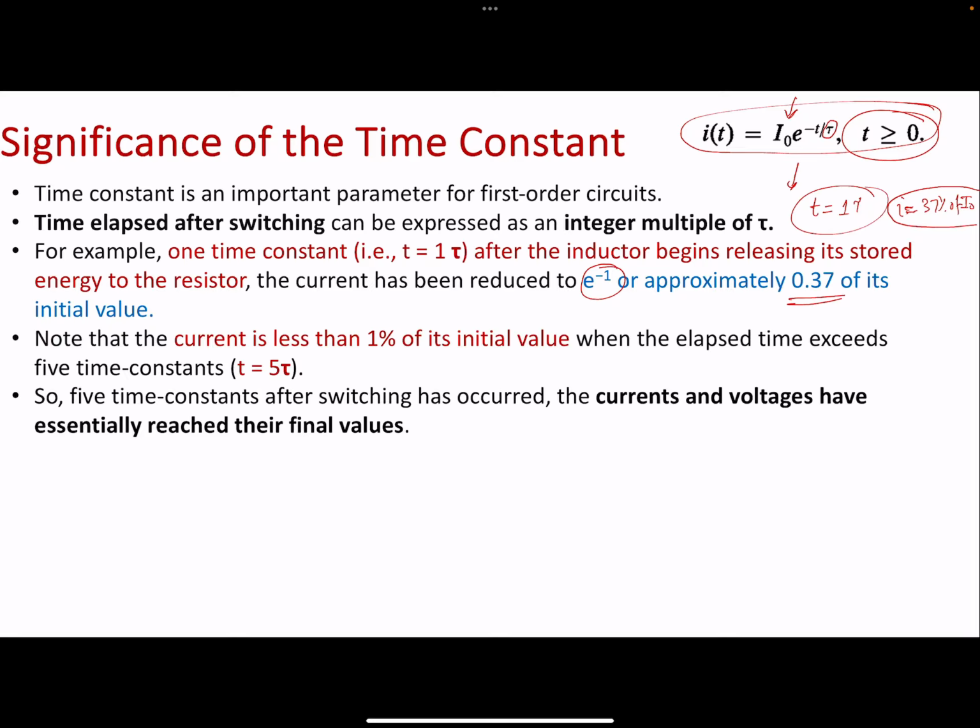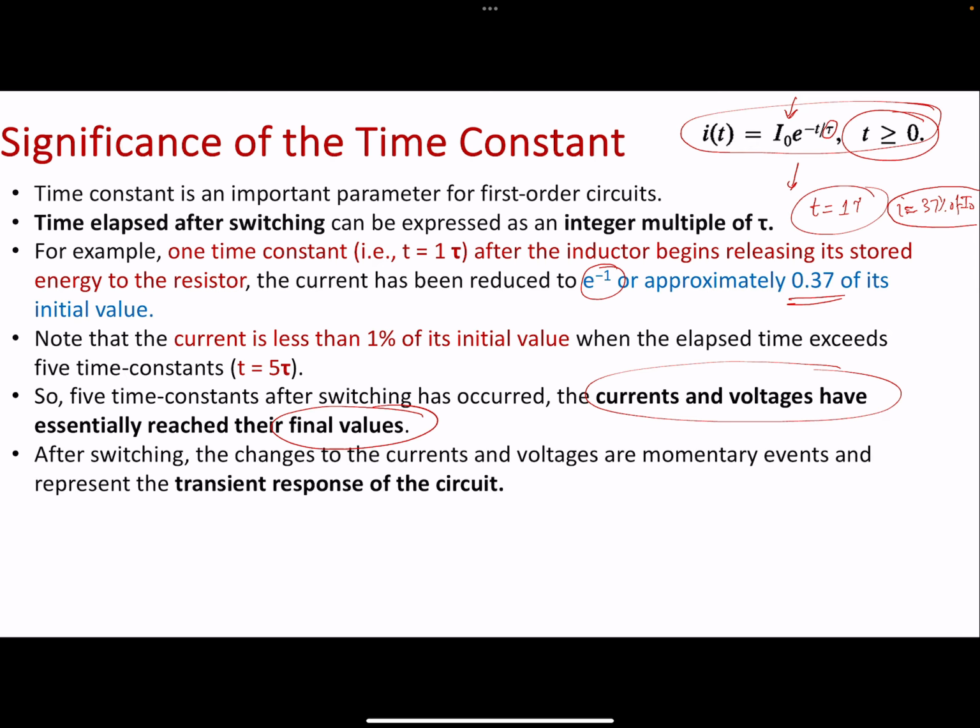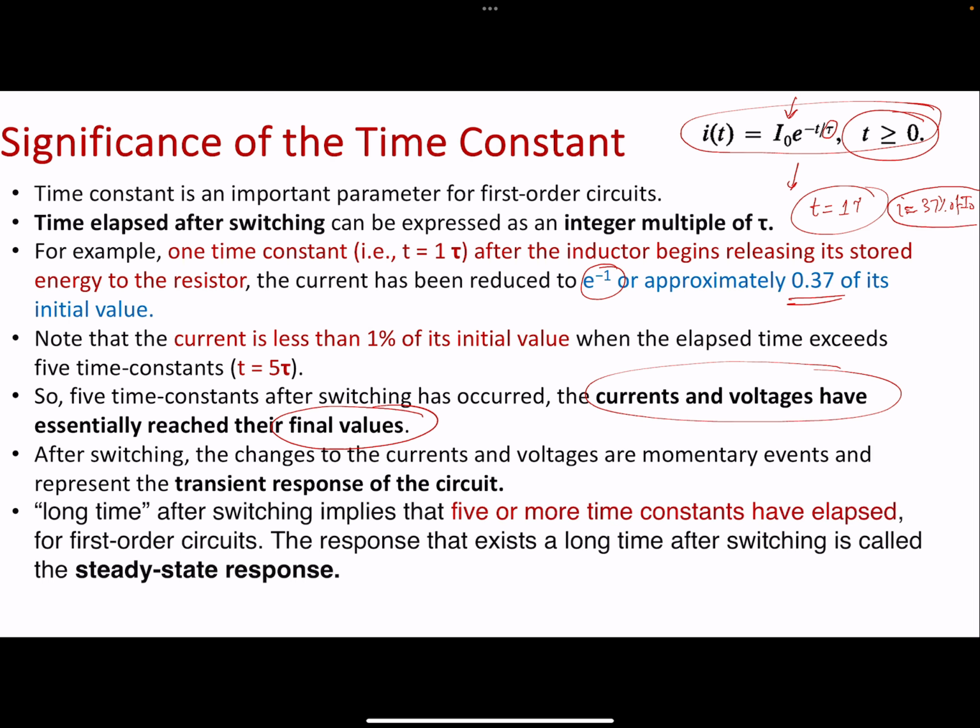So your current and voltage values have essentially reached, it's not exactly reached because you still have an exponent going down, but practically you have reached those final steady state values. So essentially, once you perform that switching event and remove the excitation source, within a few taus you are getting this transient response, but then it is moving on to the steady state response. Okay, approximately 5 taus.